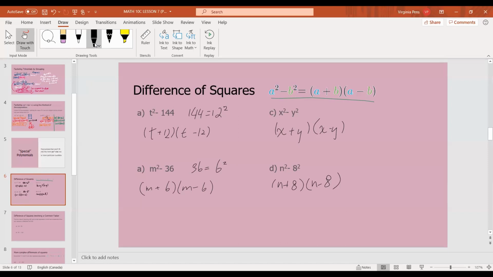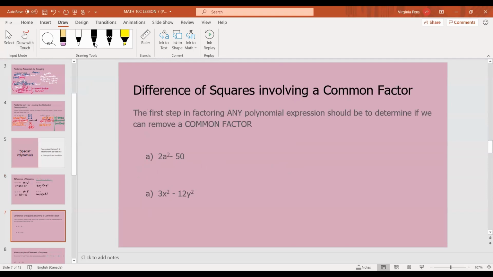Great review. Moving on. Sometimes differences of squares will have a common factor, and when we're trying to factor any polynomial expression, we always want to take out the common factor first before we check for differences of squares or start decomposing it or grouping it. We always want to take out any common factors.